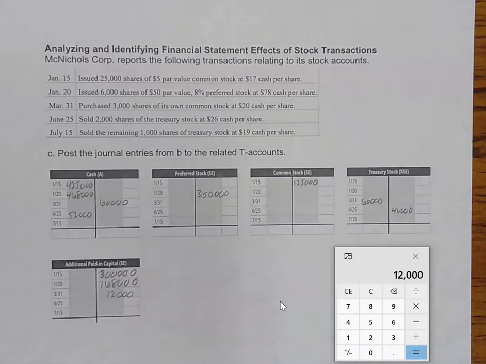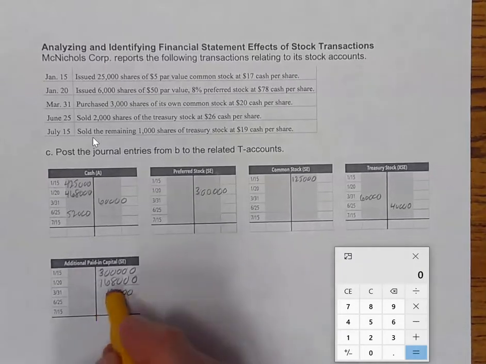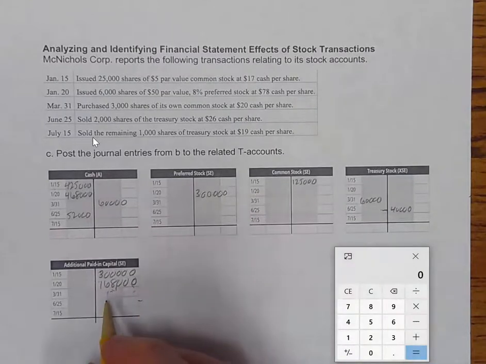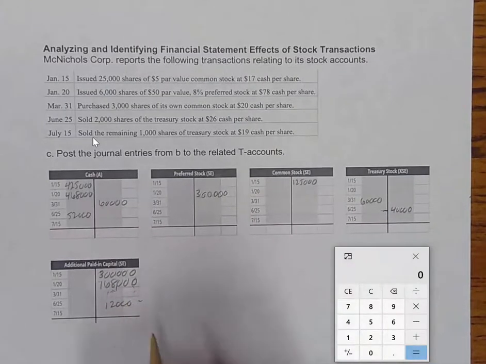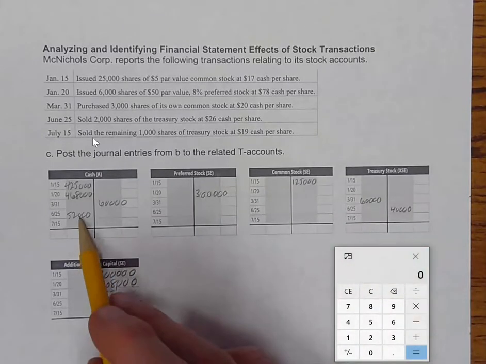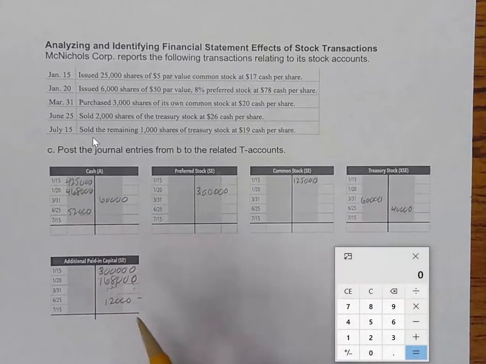All right. And then finally, I made a mistake here, didn't I? No wonder. $12,000 goes there. Let's see, I did everything else right. Yeah, but I almost made a mistake.